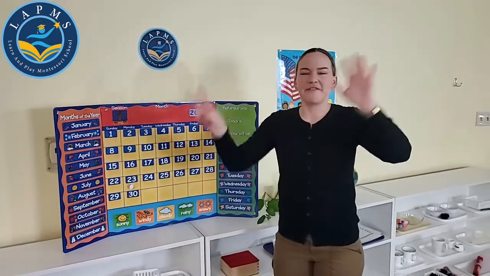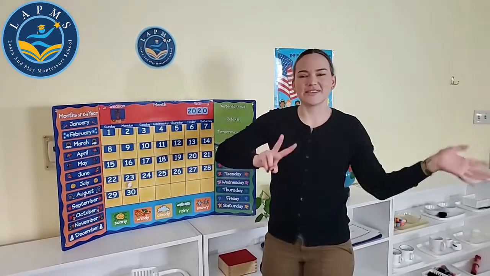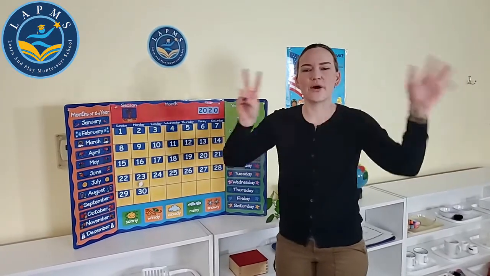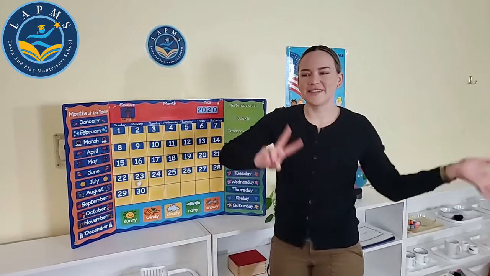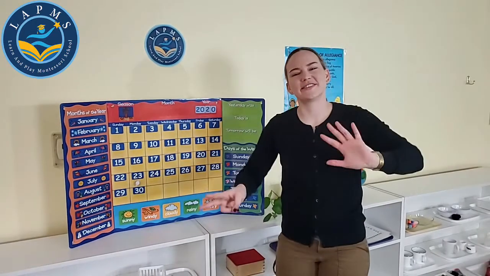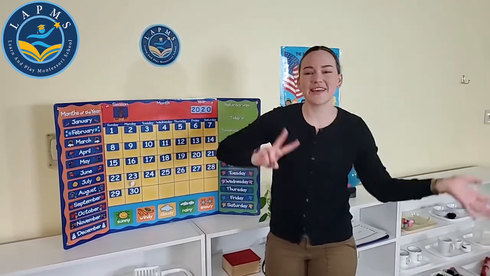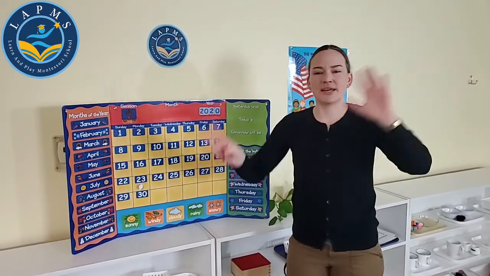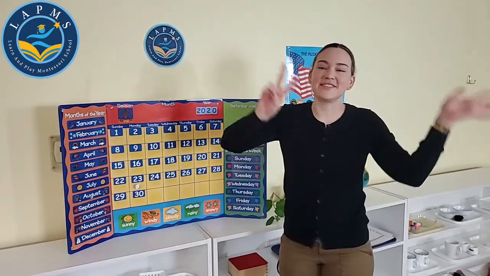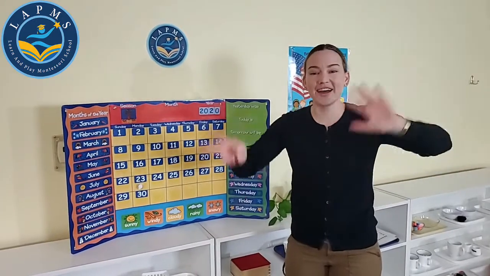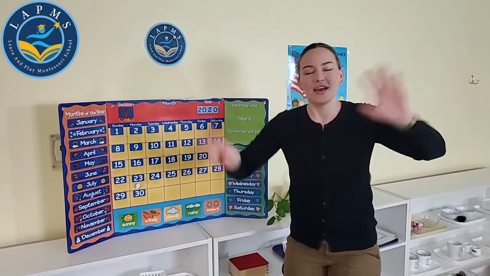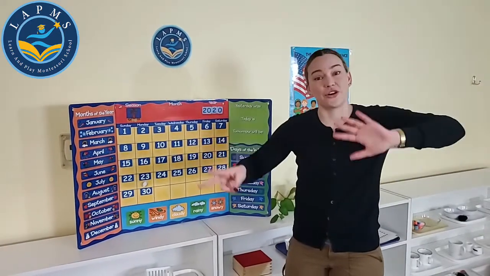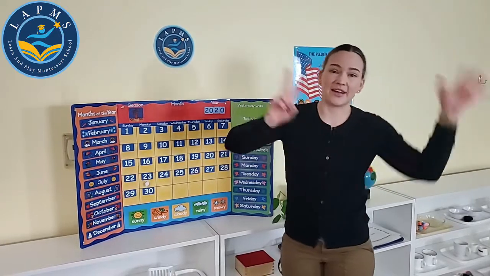There are 7 days. There are 7 days in a week. Sunday, Monday, Tuesday, Wednesday, Thursday, Friday, Saturday.